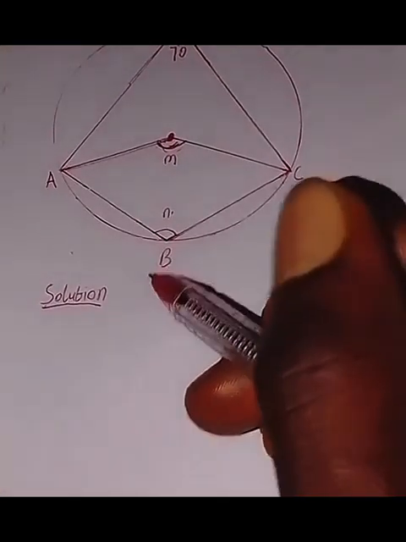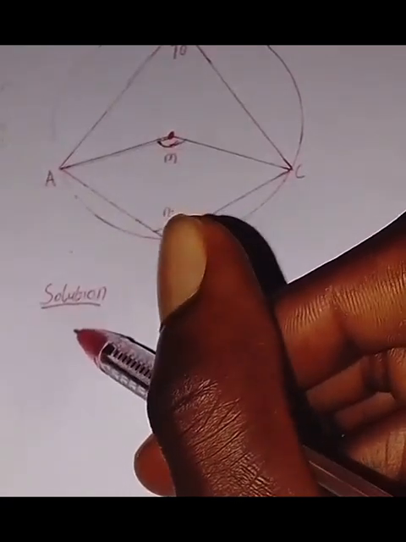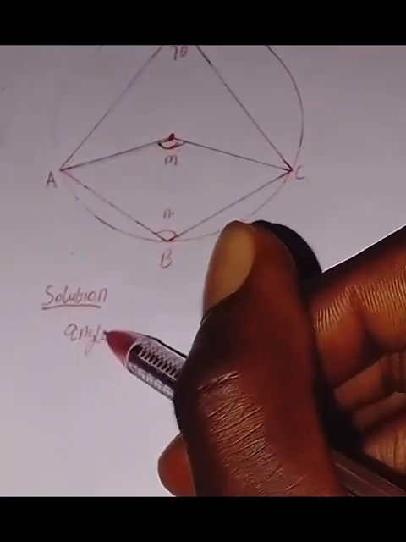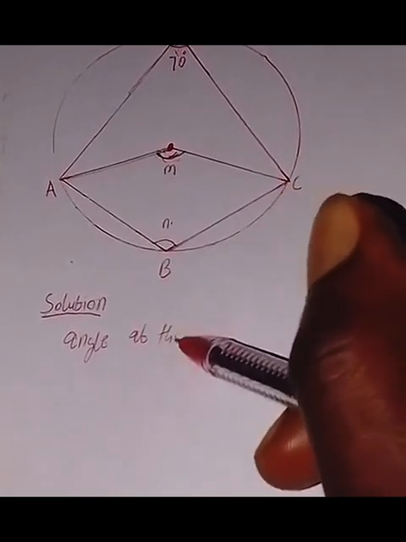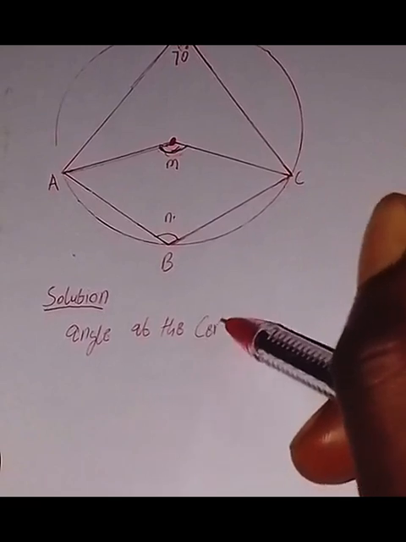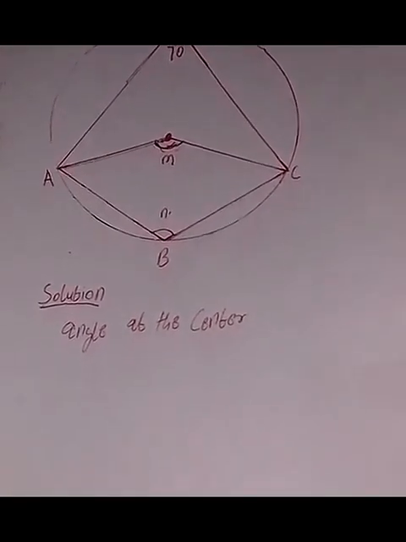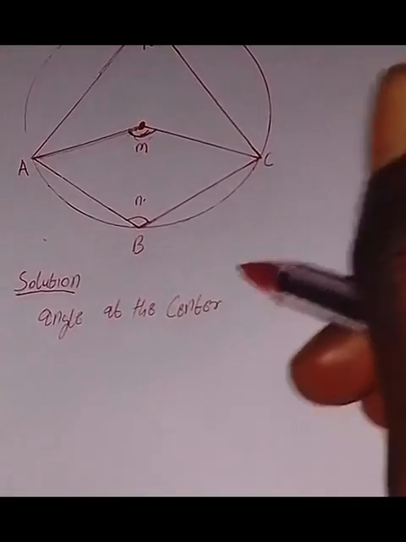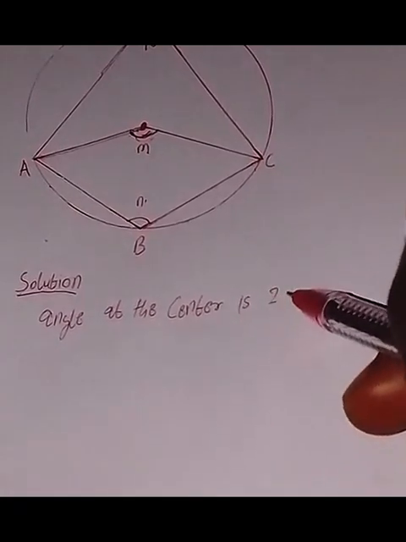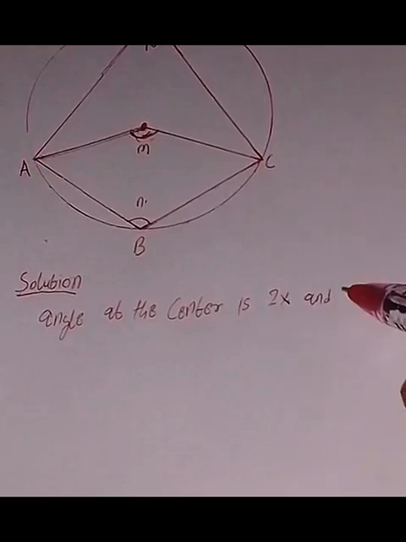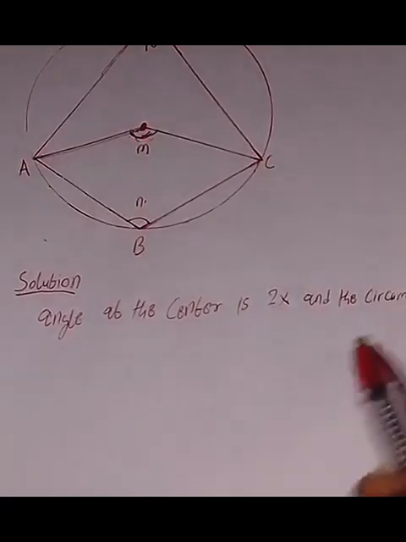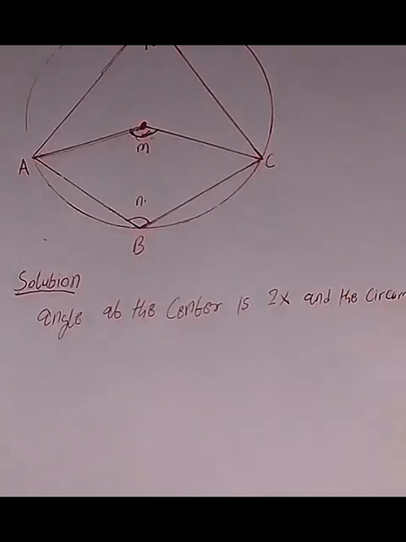So the law says: angle at the center is two times the angle at the circumference. So angle at the center is two times the angle at the circumference.